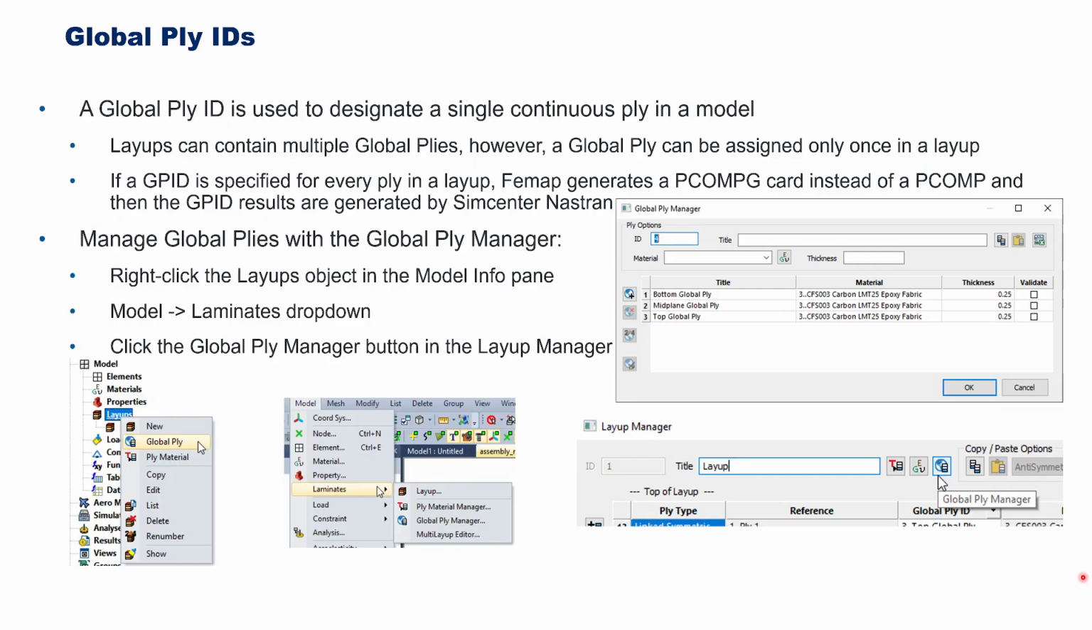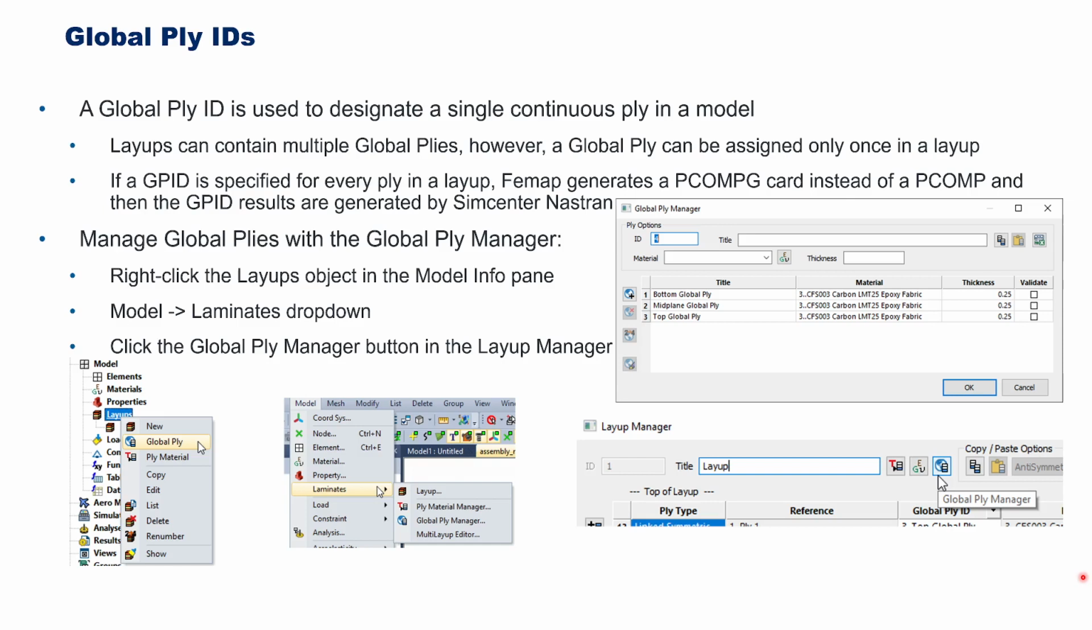So global ply IDs are used to designate a single continuous ply in a model. You can have multiple global plies. However, you can only apply the ID to one layer in a layup at once. If you've specified every layer as a global ply ID, Femap generates a PCOMPG card instead of a PCOMPP, and the grid point or global ply ID results are generated by Simcenter Nastran.